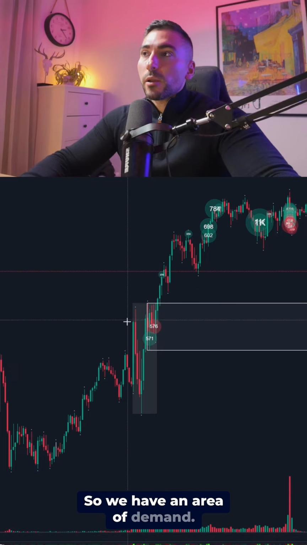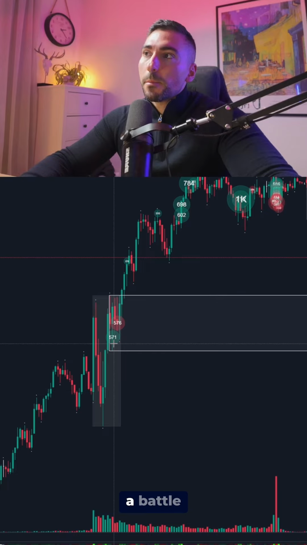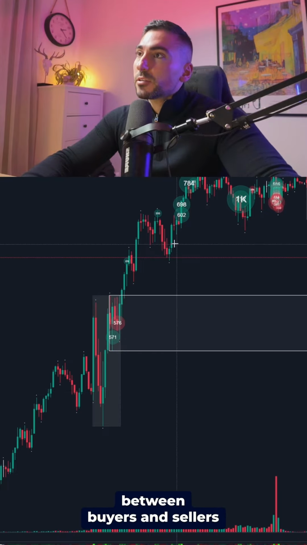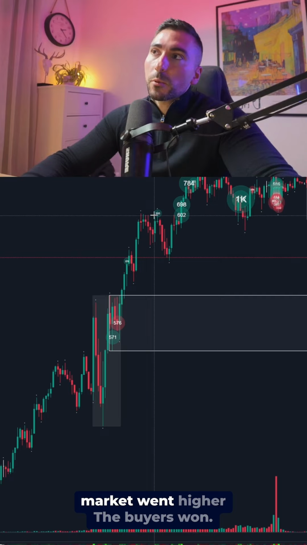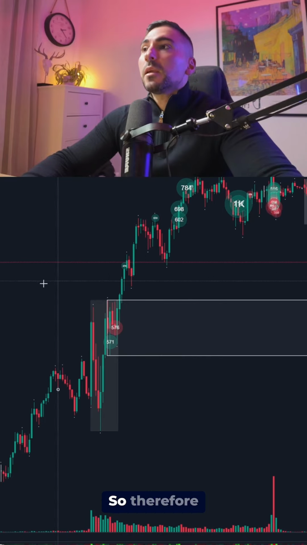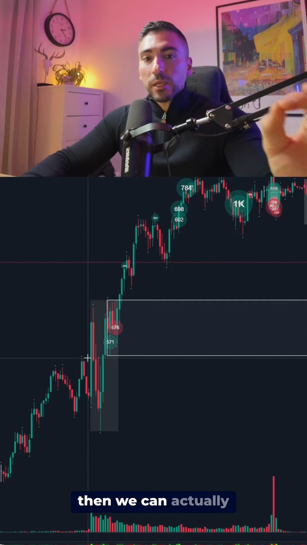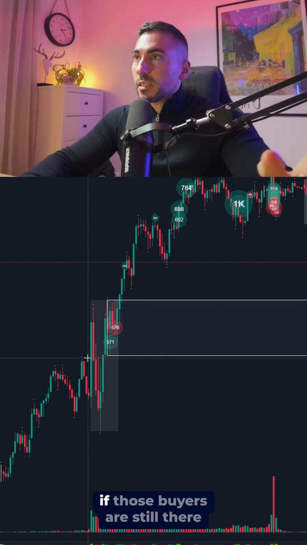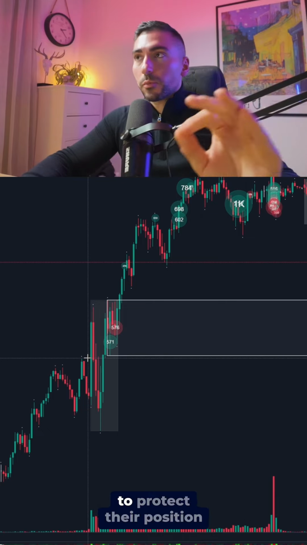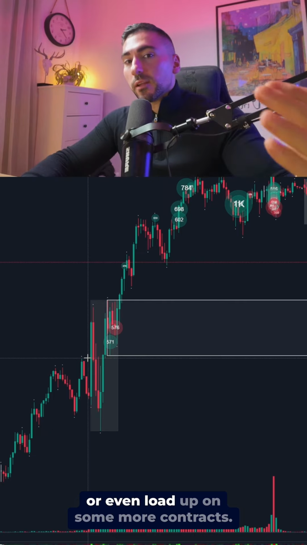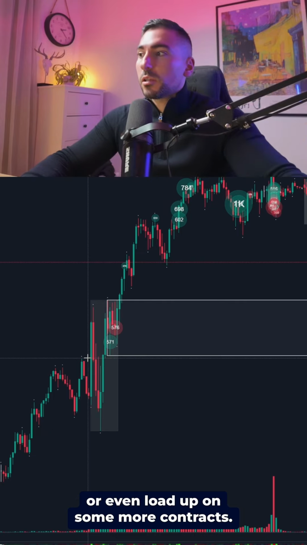So we have an area of demand. You can clearly see that there was a battle between buyers and sellers, and in the end, since the market went higher, the buyers won. So therefore, if the market pulls back to this area, then we can actually gauge the order flow to see if those buyers are still there to protect their position or even load up on some more contracts.